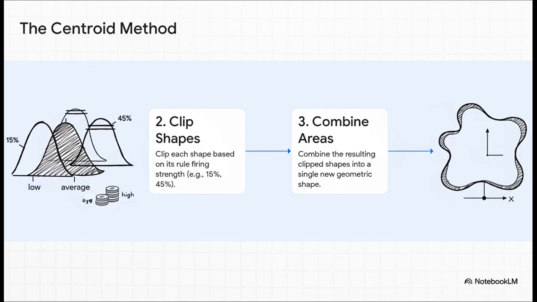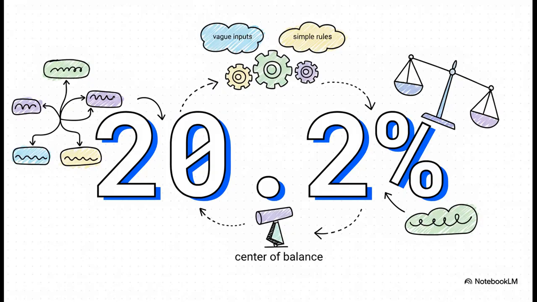And to get that number, we use a really neat method called the centroid method. Basically, we take those original shapes that defined our tip amounts, low, average, high. We clip them down to size based on the firing strengths we just calculated. Then we mash all those clipped shapes together to form one new combined shape. And the final answer? It's just the center of gravity of that new shape, the exact point where it would perfectly balance if you put it on your fingertip. And boom, there it is. The balance point, the centroid of that shape, gives us our answer, 20.2%. How cool is that? We started with vague feelings about good service and delicious food, applied some simple rules, and we came out with a totally precise, actionable number.